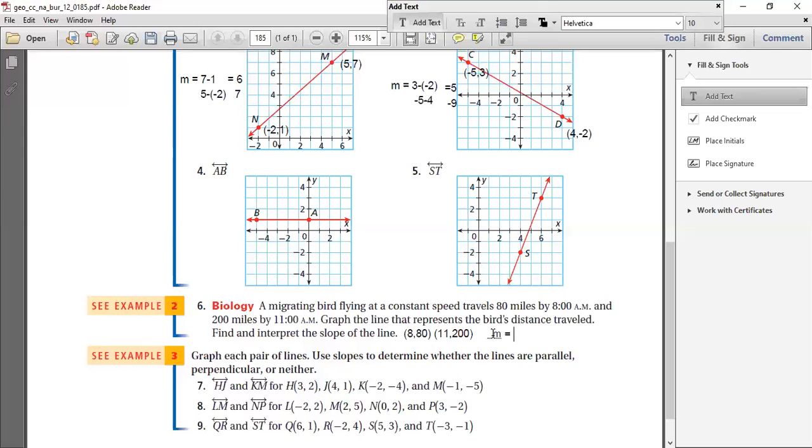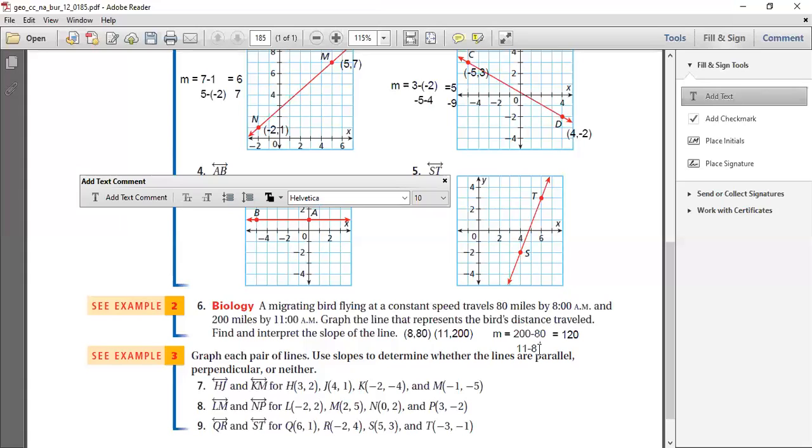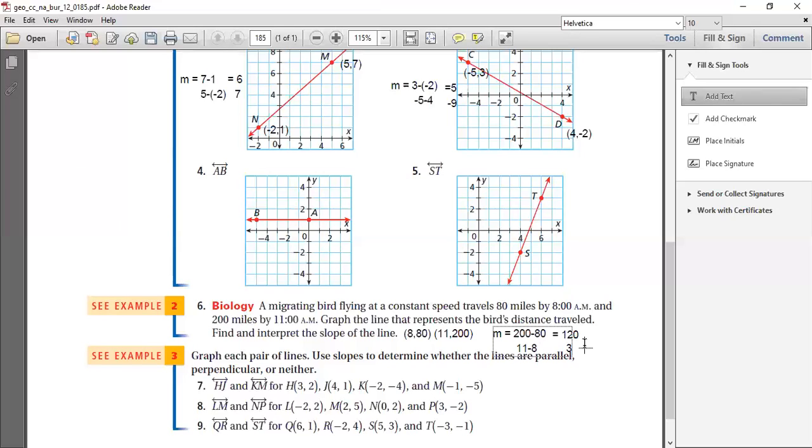So m is going to be equal to y2, that's 200, minus 80, over x2, which is 11, minus 8. 200 minus 80 is going to give you 120. And then 11 minus 8 is 3. Now we have to simplify this. 120 over 3 is going to give us 40, which means the slope is 40.